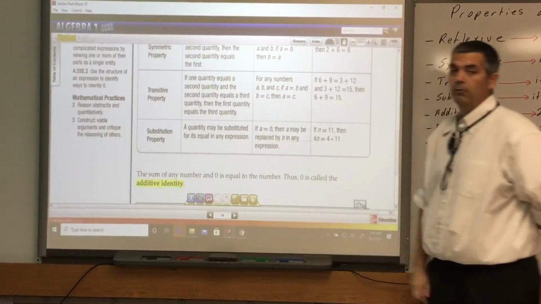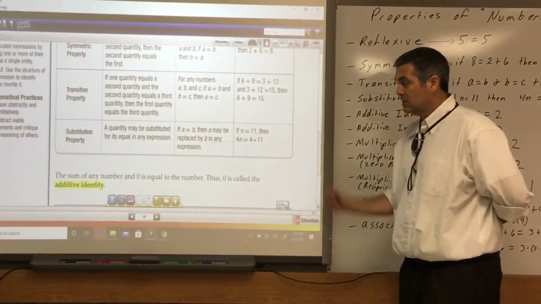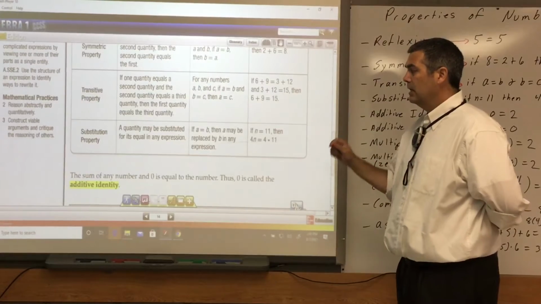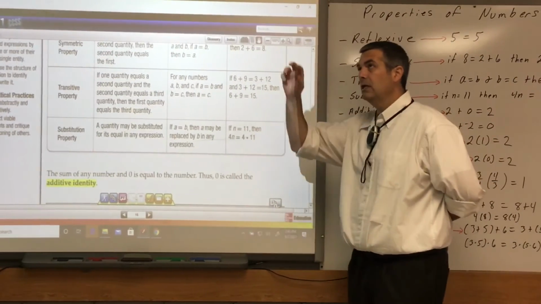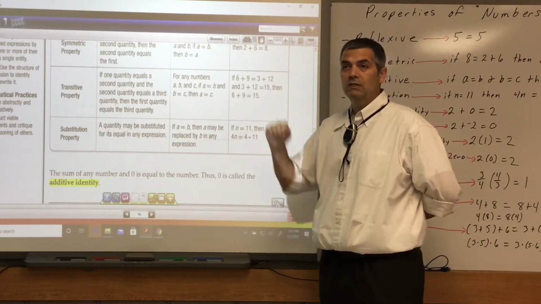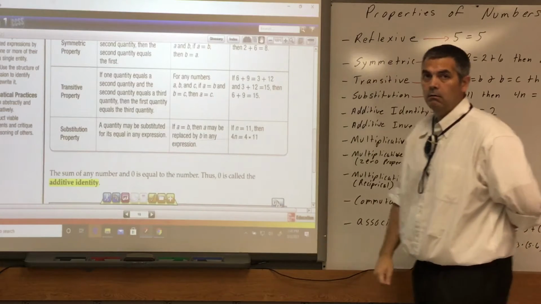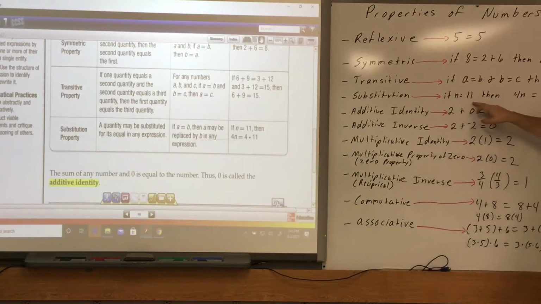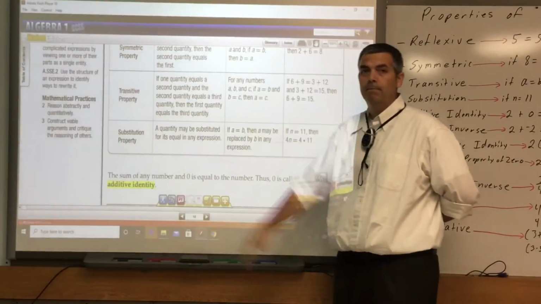Substitution property, we've already used this a little bit. A quantity may be substituted for its equal in any expression. So kind of like when we say n equals 7, and then we give you 4n, you can take that 7 and substitute it in for that n. That's all it is. If n equals 11, then 4n equals 4 times 11. That's what that is. The substitution property, we use it all the time.